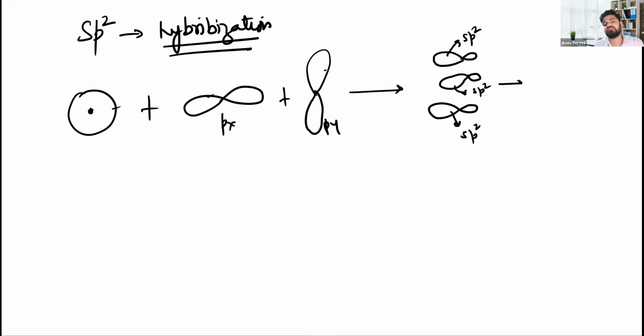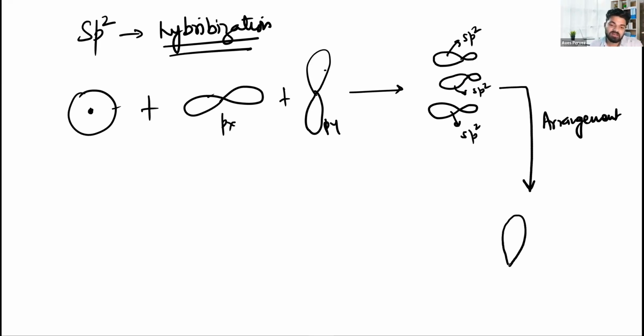And how will they arrange? To talk about the arrangements, they will be of same energy and same bond angle. So they will be in a trigonal planar structure, meaning a triangle-like structure like this. First will be in this direction, the second will be in this direction, and the third will be in this direction. Okay.